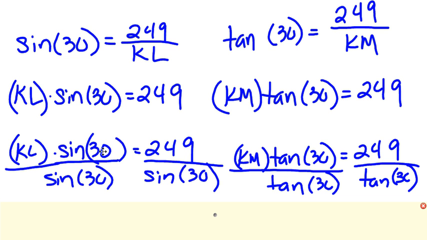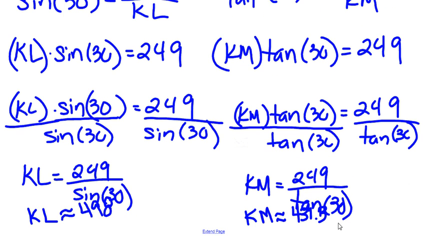So these will undo. So KL would be equal to 249 divided by the sine of 30. You could round that to the nearest tenth. Also, these will undo, so side length KM would be equal to 249 divided by the tangent of 30. You could also round to the nearest tenth.